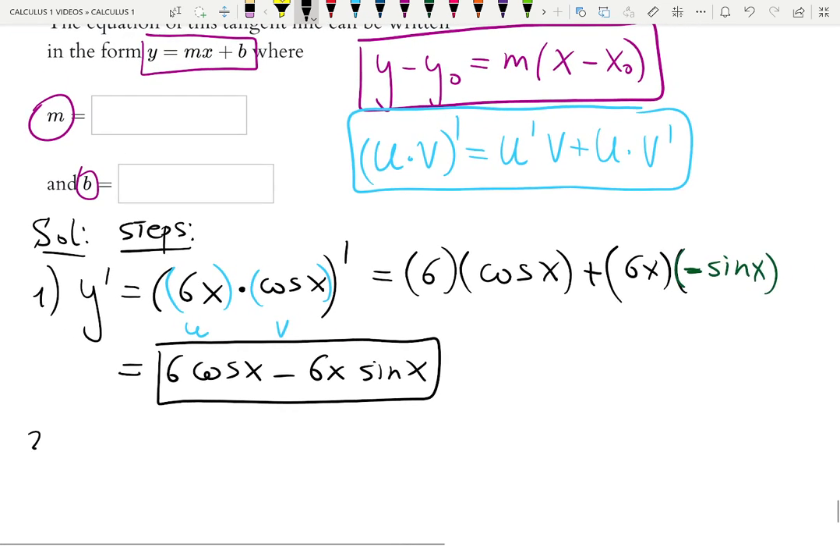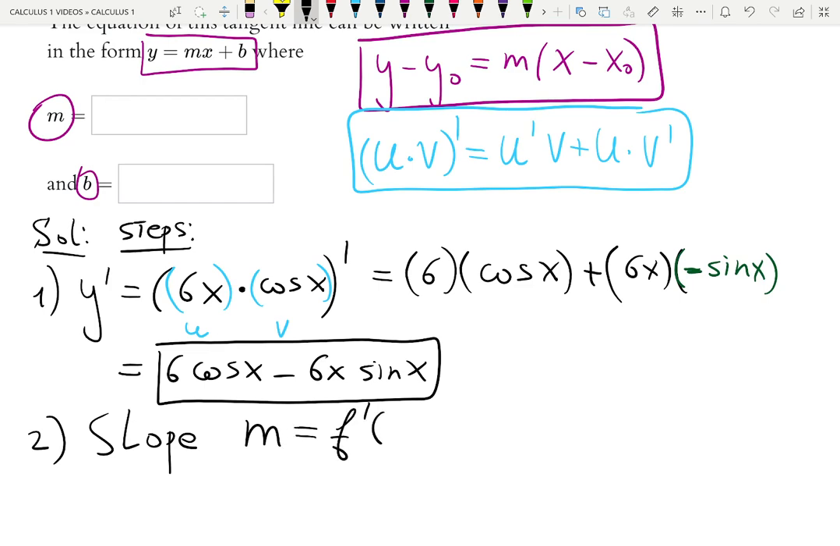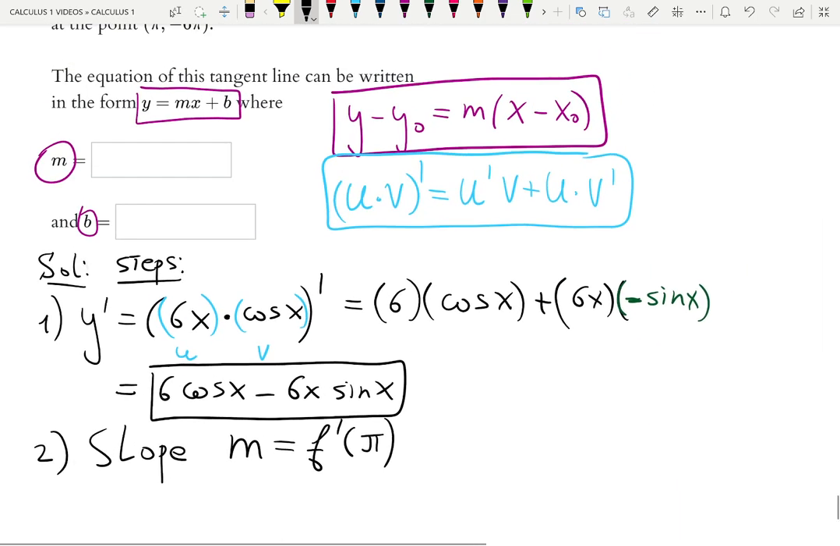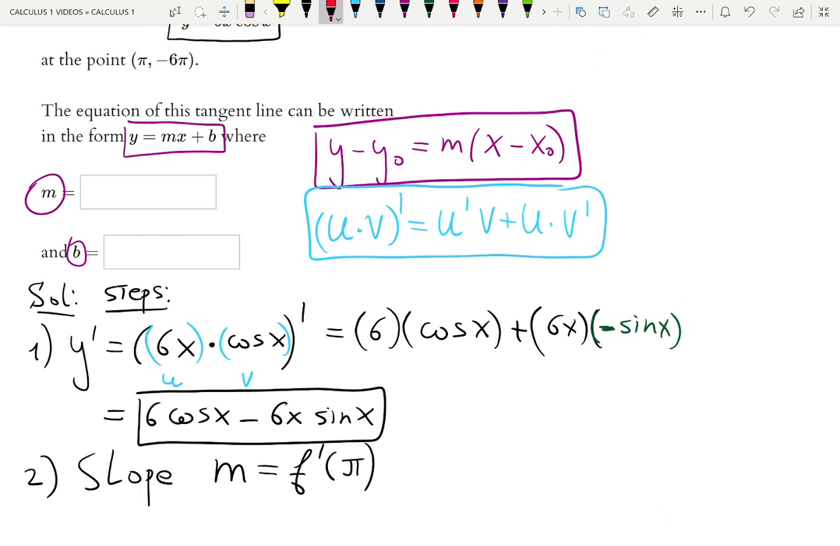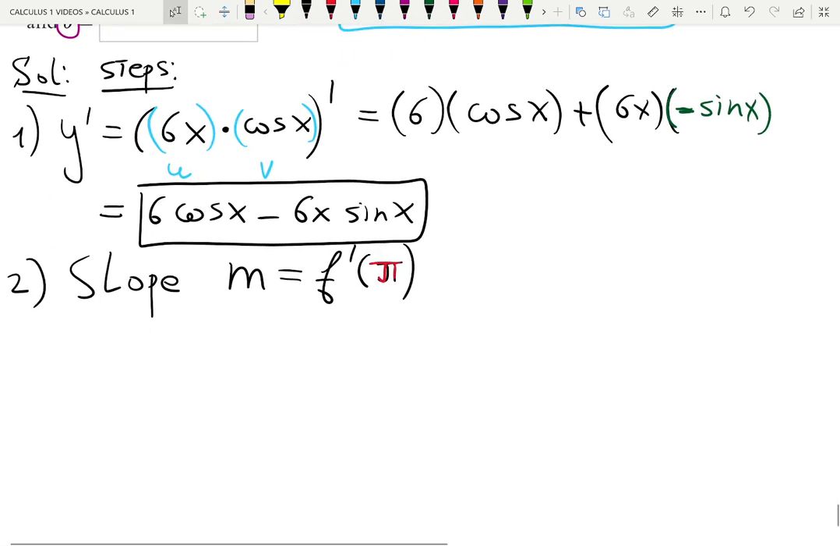Step 2 is to find the slope. The slope is not just the derivative of the function, but the derivative of the function at the given point. In our case, it is pi. Let me double check. Yes. I like to call the point x sub 0 and y sub 0. It's called the initial point, or the point we need to use. So we need to substitute pi into the derivative we just found.